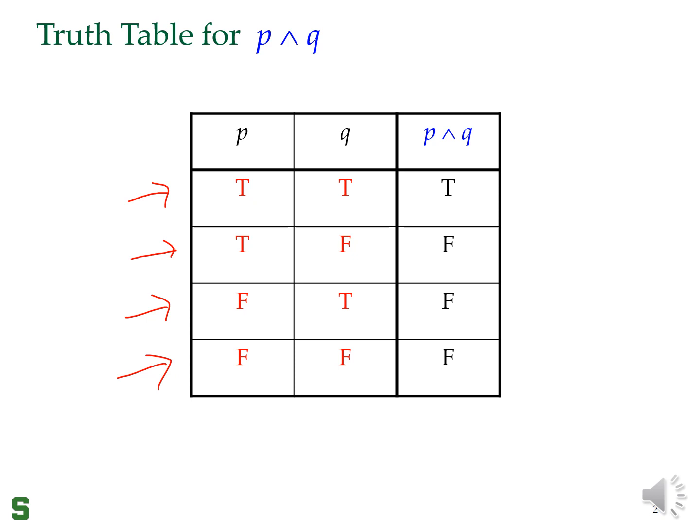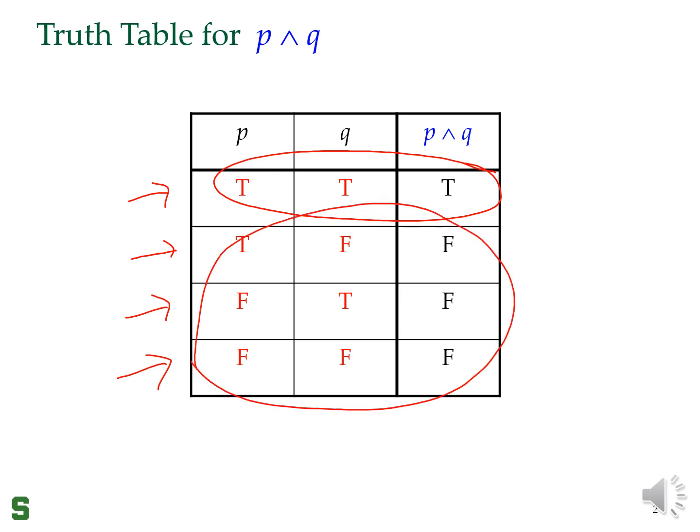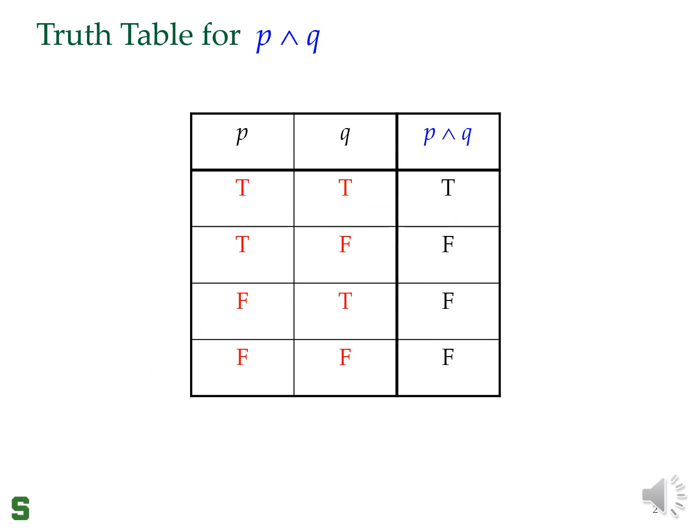The definition of conjunction said if both P and Q are true, then P and Q is going to be true. If even one of them is false, the conjunction is going to be false. That's why we have all these three entries as being false. Again, this is something I will mark as an important slide because this is something that will be important as we go along.